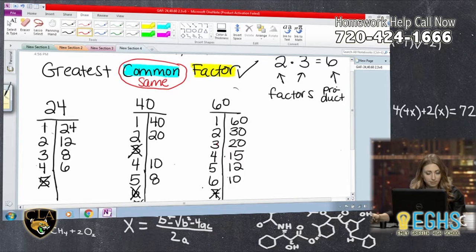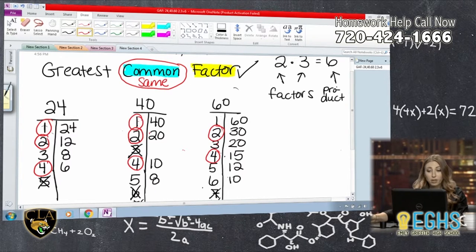We look at 6. 6 does not work. 5, also not on all 3 lists, but you might notice 4 is on all 3 lists. So that is a common factor. We'll double check the rest of them. 3 is not on all of them. 2 is also on all of them, so that's a common factor. And of course, 1 is also a common factor.